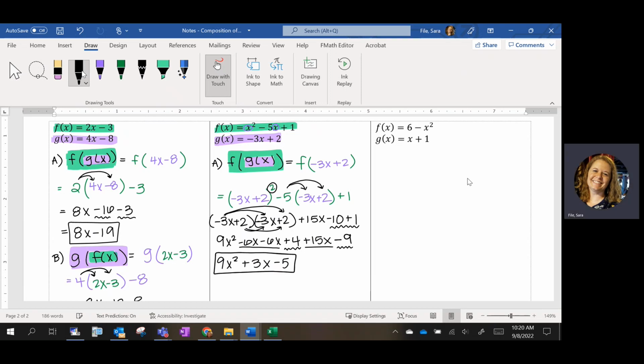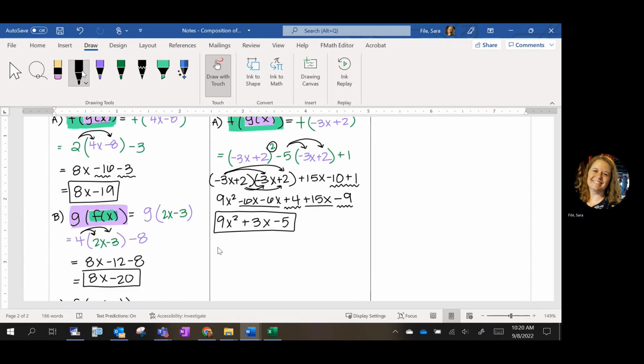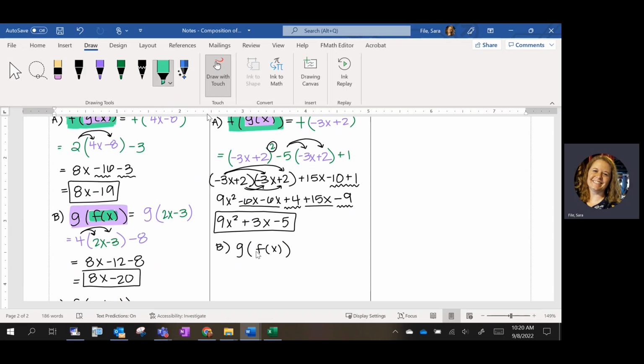Okay, so that one was a little messier because it had a quadratic and a linear instead of just 2 linear functions. Okay, let's see though. If we do B, where g is the outer function and f of x is the inner function, let's see if that makes it any easier or harder.